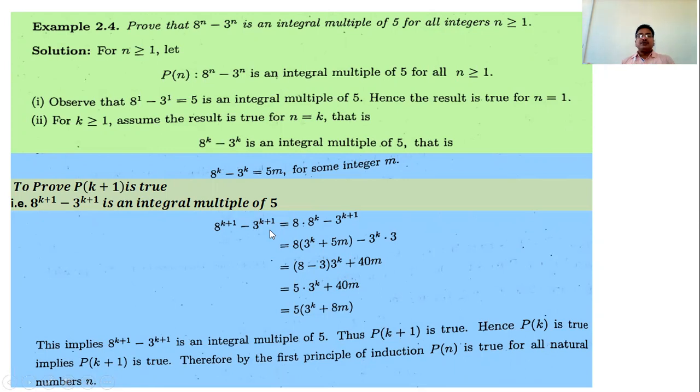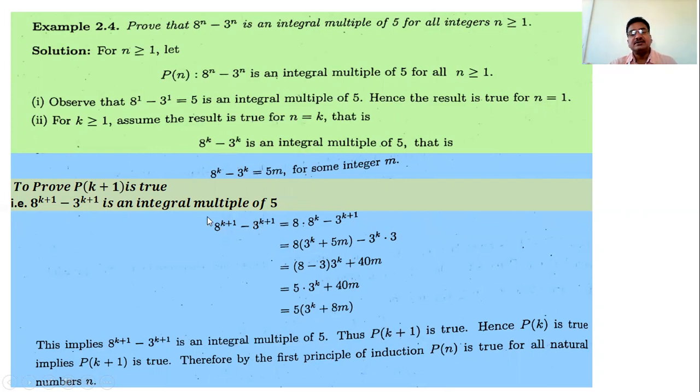So what is the procedure of proof by using the first principle of mathematical induction? If we have to prove any statement by using mathematical induction, then the proof is in two steps. What is the first step? Prove the result is true for n is equal to 1. And in the second step, we assume the result is true for n is equal to k and prove the result is true for n is equal to k plus 1. That is, we have to prove that 8 raised to k plus 1 minus 3 raised to k plus 1 is an integral multiple of 5, that is, it is expressed in the form 5 into some integer.